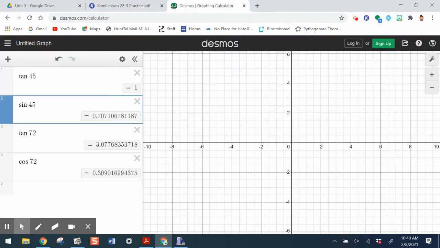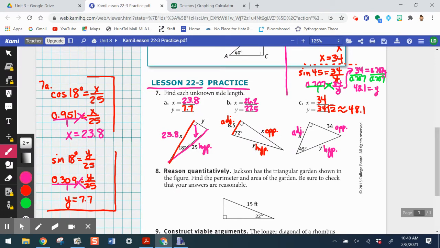I went ahead and evaluated sine of 45 to be roughly 0.707, again rounding to the thousandths place. So I replaced sine of 45 with 0.707, wrote that over 1, and then cross multiplied. Now here it was 0.707 times y, so I did have to divide as well. And when I divided both sides by 0.707, I found y is still 48.1. So both methods are actually usable here.